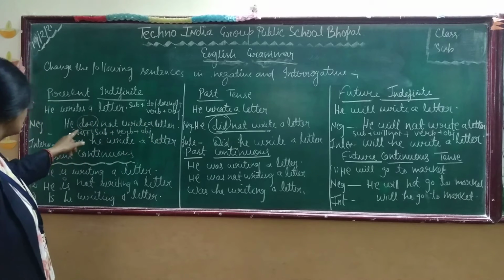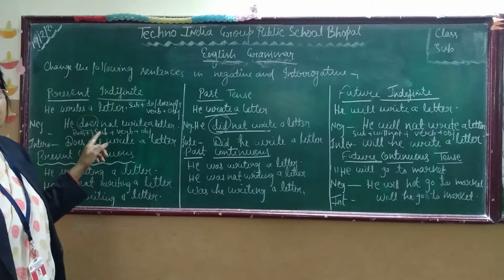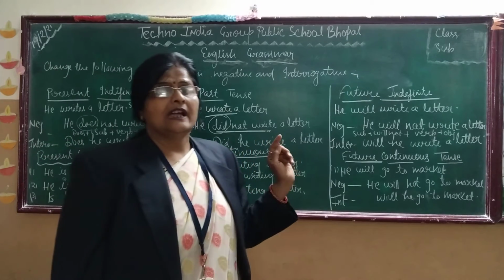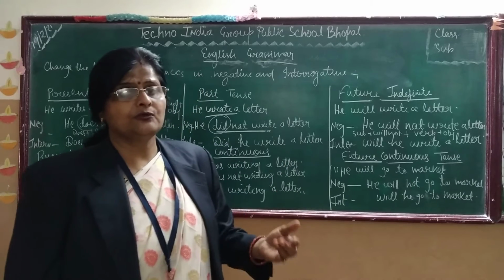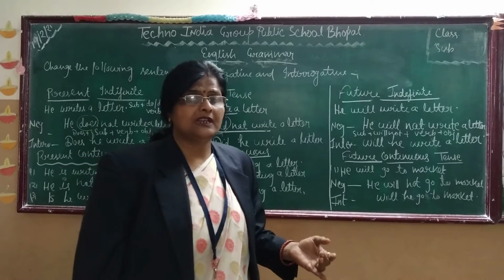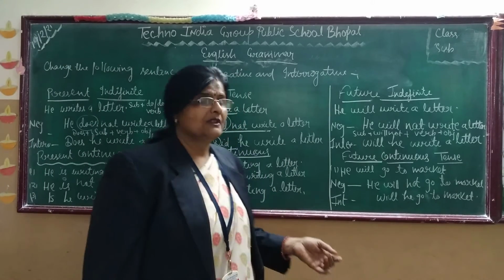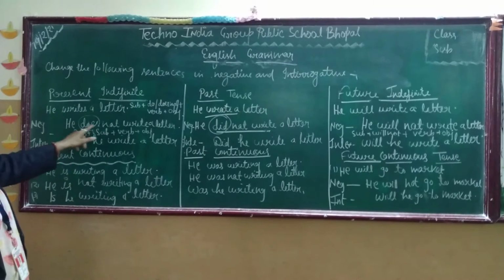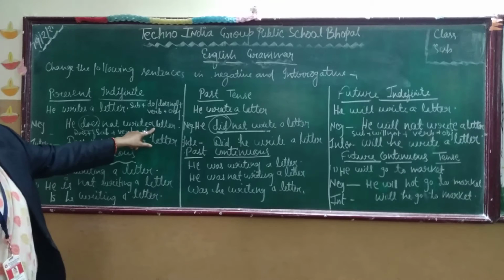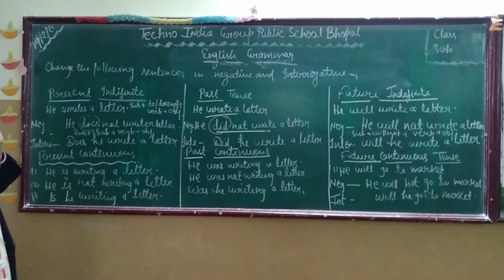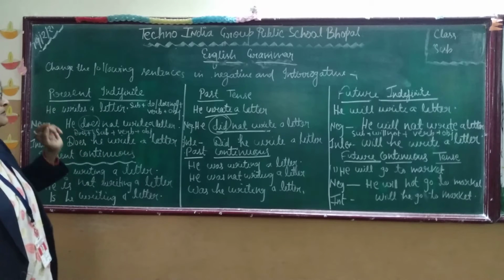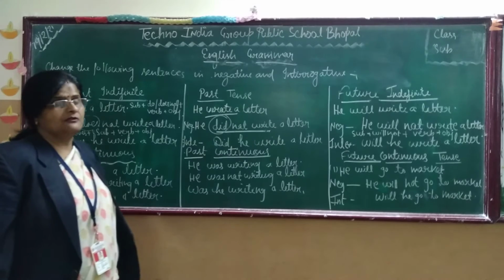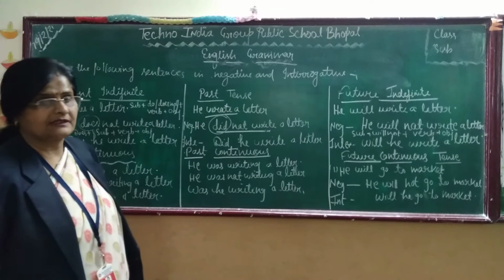Why do we use does not? With the third person, he, she, it, we always use does not, and with I, we, you, they, we always use do not. So here, I will use does not. He does not write a letter. So what is the structure of this? Subject plus do not or does not, verb and then object.